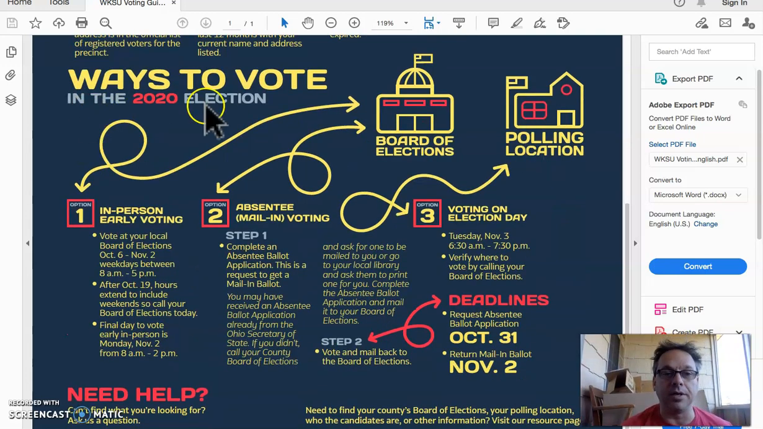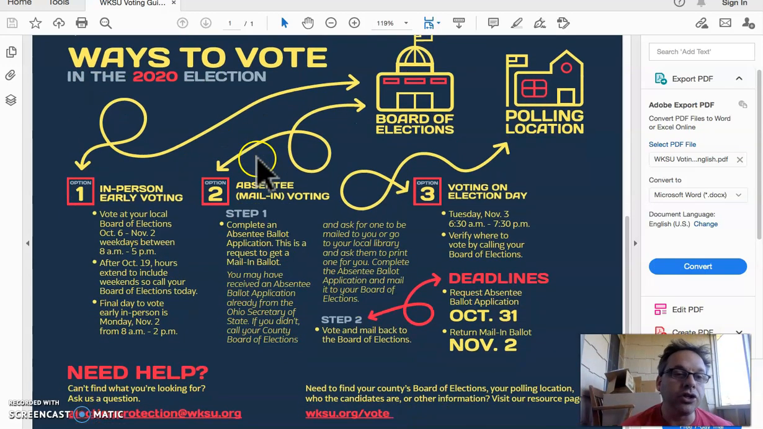Now, the ways to vote in the 2020 election. Let's look at number 3, in-person early voting. Vote at your local Board of Elections, October 6th to November 2nd, weekdays between 8 and 5, right? And Board of Elections is just the department, the office, where they run and take care of all things related to voting and elections, right?